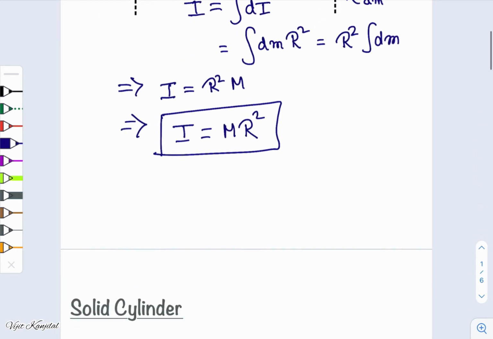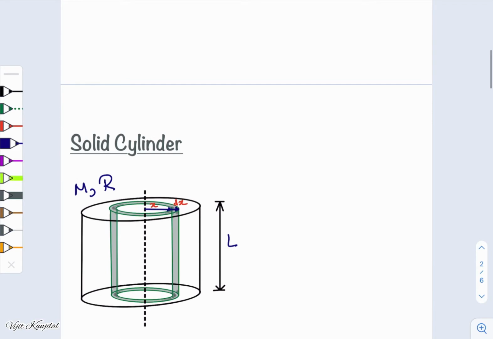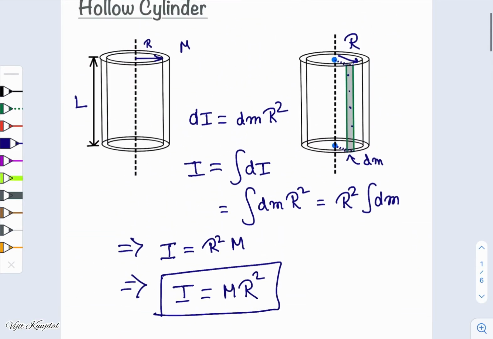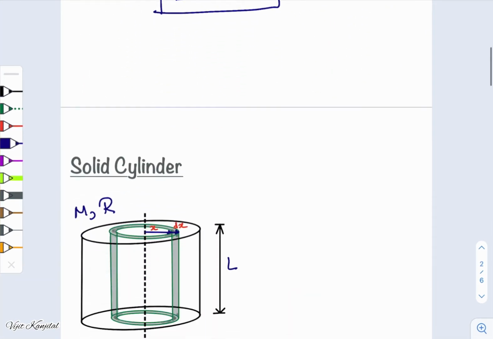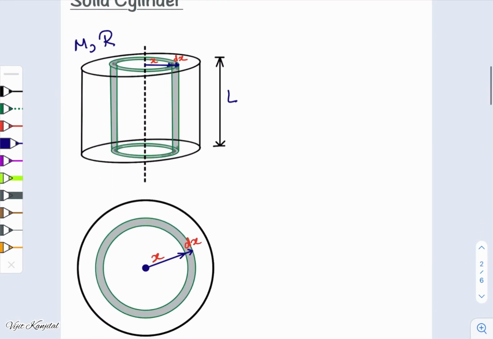Now let us analyze the case of a solid cylinder. In the analysis of a solid cylinder, we are going to exploit the result that we just derived for the case of a hollow cylinder. So how are we going to do our analysis? In this case, we are going to take elemental hollow cylinders. At a distance x of thickness dx, we are going to consider an elemental hollow cylinder.